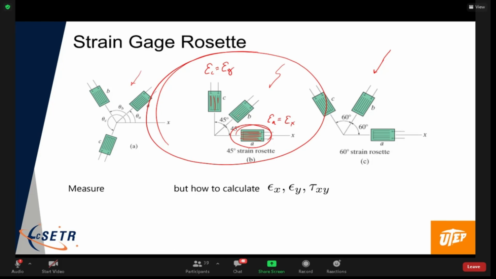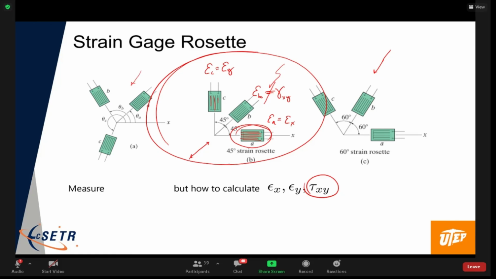It might be really nice if epsilon B, the strain gauge at B, measured the shear strain, but in fact, it does not. It does not measure that. It measures the normal strain along this 45, okay? It does not measure the shear strain. So we need to get that, right?